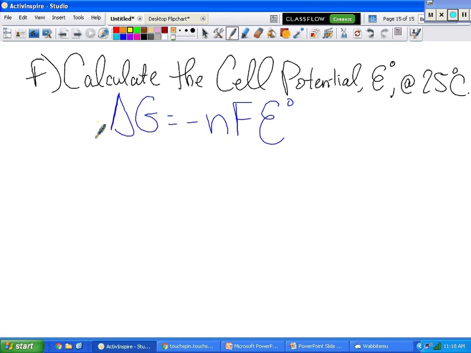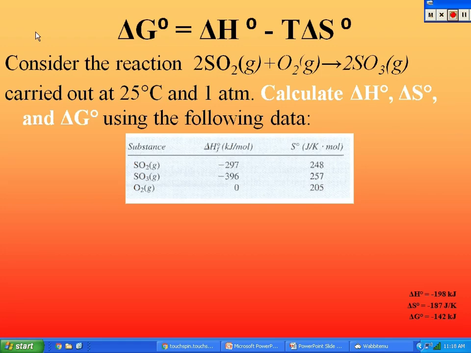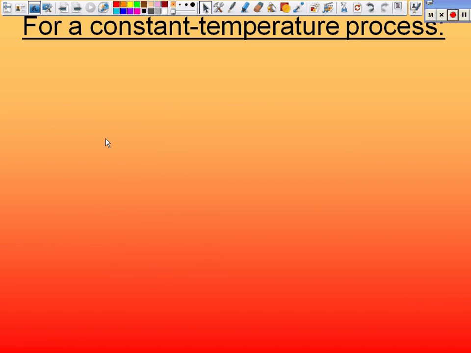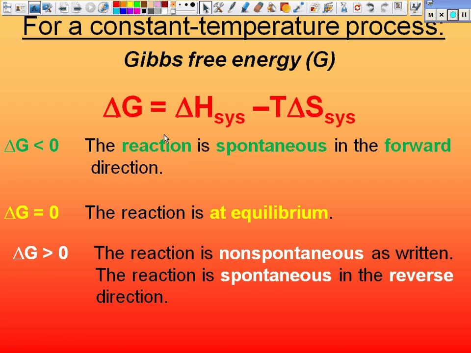But if you do have to go from G to E, you have to use negative nFE. Yes, that part will be on it, but it will actually be a legitimate reaction that you could actually calculate it with. Okay. What are the units for Faraday? Coulombs per mole of reaction. Okay. All right. So again, for a constant temperature process, which means basically we're going to keep it the same temperature, all this stuff must be true. You already know every bit of this.